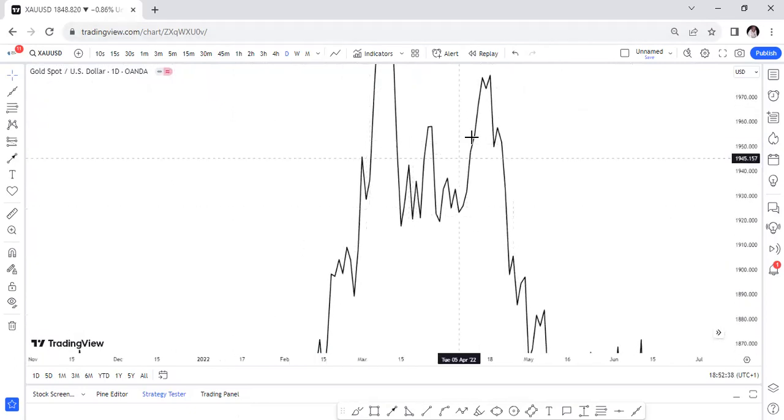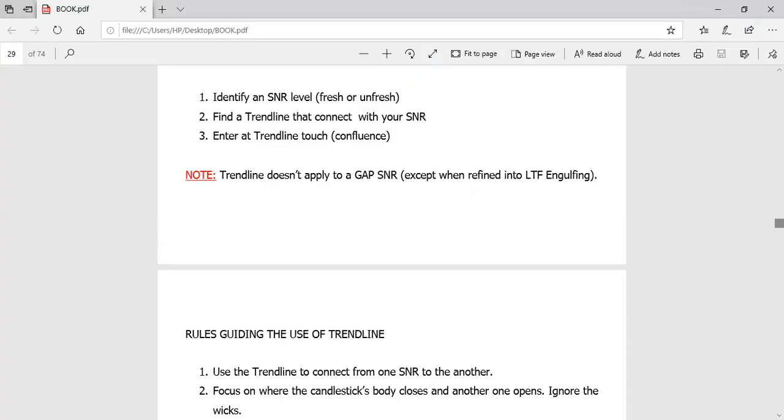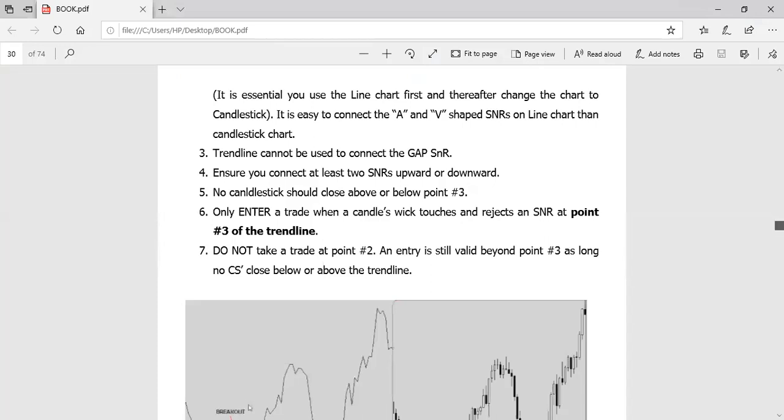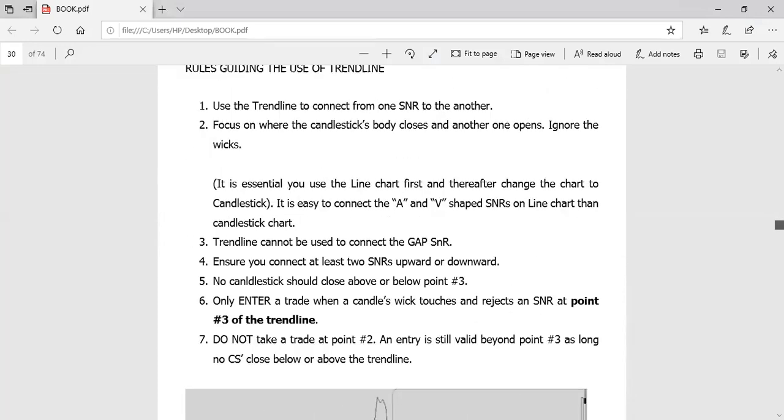So we come to this pattern here. We look into this pattern. So this is a different pattern now. Different type of SNR. Then rules guiding the SNR. Now I've told you you don't need to use trendline on a gap, please. Except you use it only on regular SNR. You use trendline on regular SNR. You use it on a breakout. There's a breakout trend line.